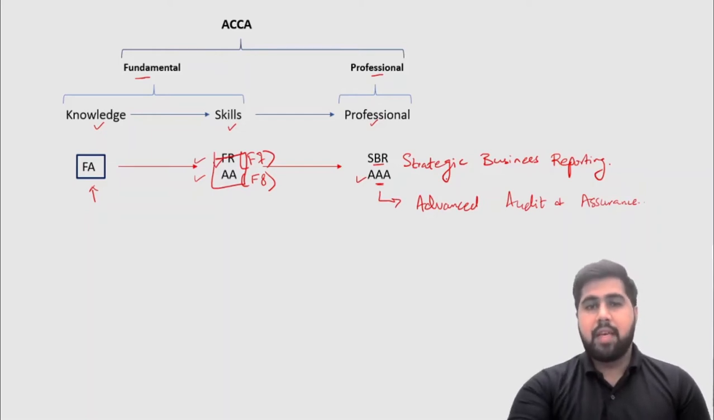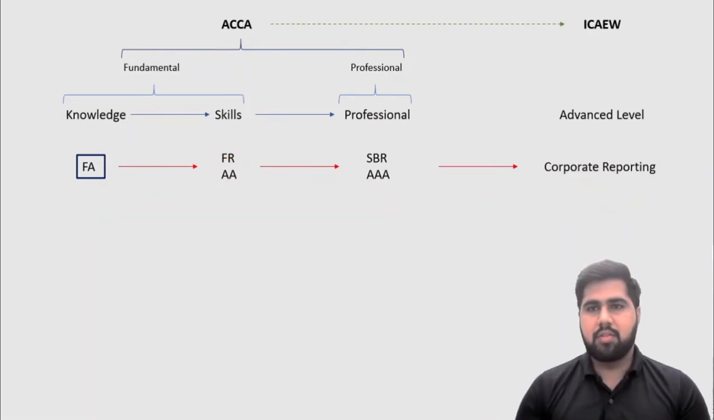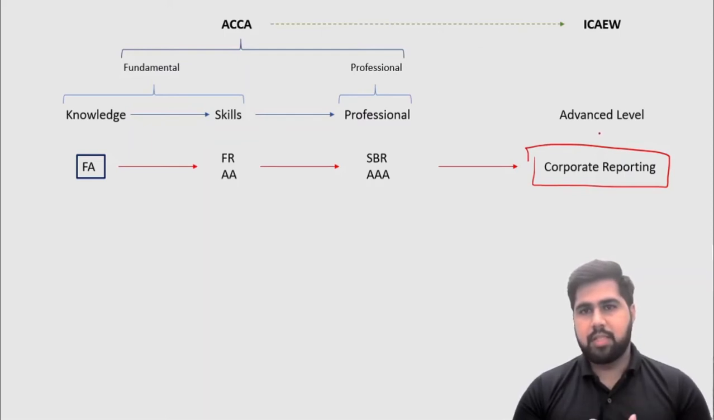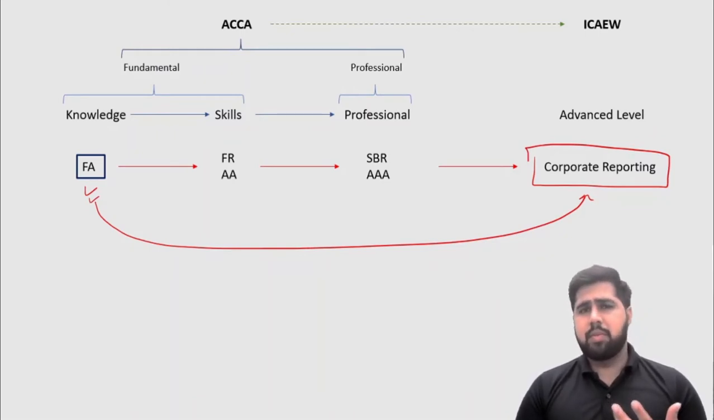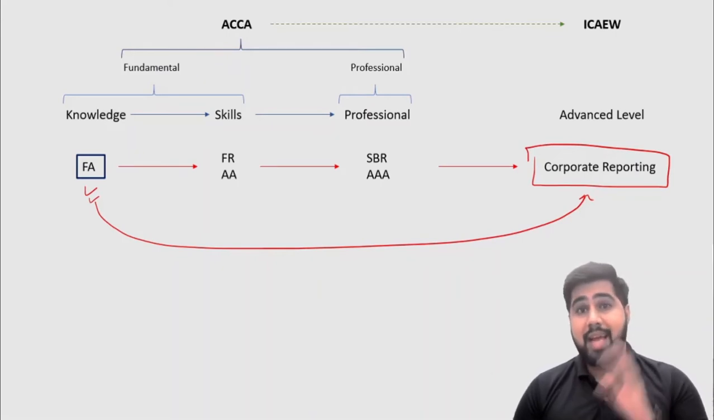Okay, now moving forward, after ACCA, certain students tend to pursue ICAEW, which is the Institute of Chartered Accountants of England and Wales, right? At the advanced level you basically have three papers: corporate reporting, strategic business management, and the case study. The knowledge you gain in FA is ultimately carried forward in your ICAEW advanced level papers, right? Mainly it applies in the corporate reporting paper, but it's not only corporate reporting, it's strategic business management and the case study as well.